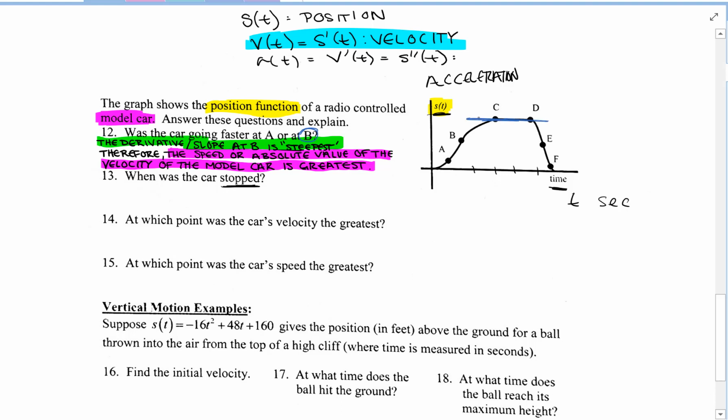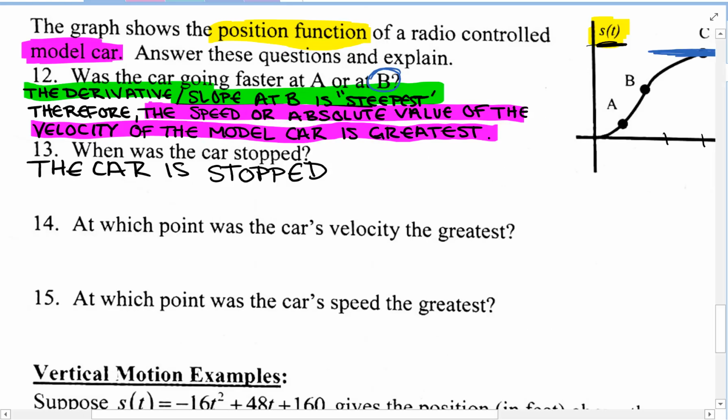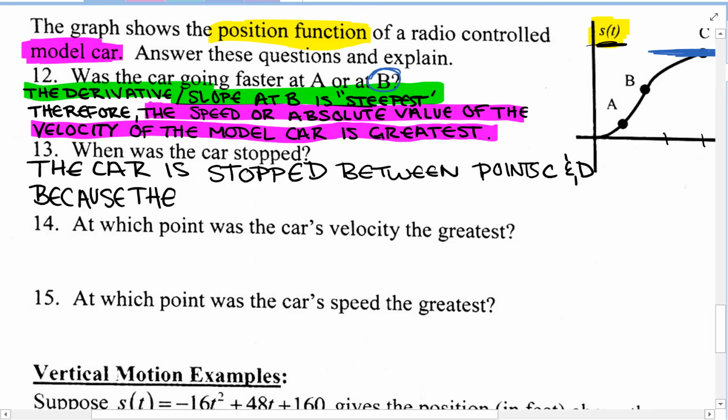Okay, the slope is 0 between the points C and D. So the car is stopped between the times at C and D because the velocity is 0.